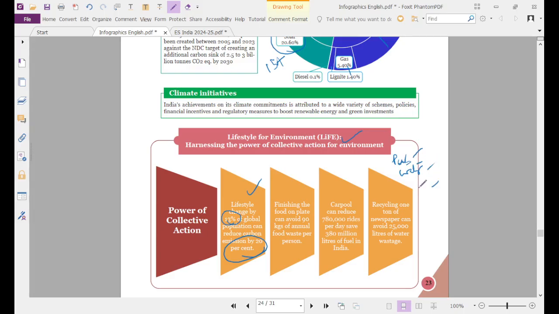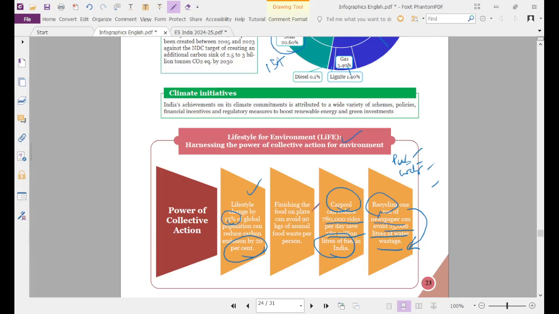If living with a conscious life, understanding everything, carpooling can reduce 7,80,000 rides per day and save 380 million liters of fuel, it is said. Recycling a ton of newspapers can avoid 25,000 liters of water wastage. Although it may look like a very small activity, the multiplier effect that it can bring is huge. Thinking on a broader perspective, it can have a very big impact on the climate and environment.